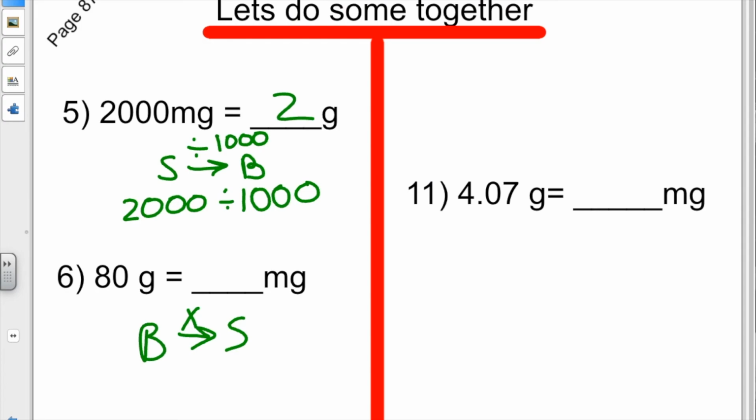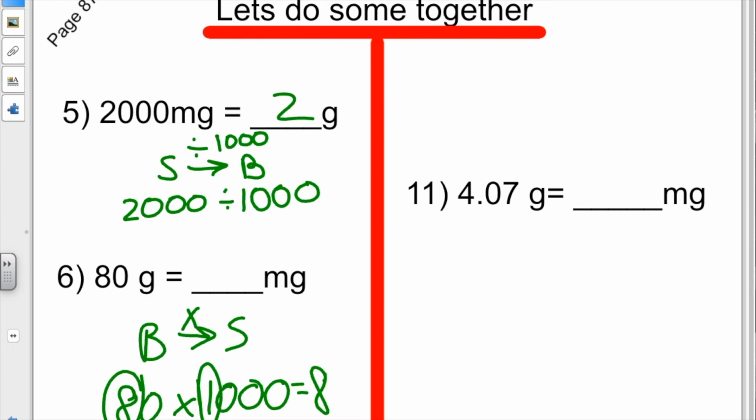So in this problem, we have 80 times 1,000. So how do we do this? Is there any easy way? Well, yeah. We can just do your 8 times your 1, which is 8, and count your zeros. You got 1, 2, 3, 4 zeros. So your answer is 80,000. I hope you got 80,000.